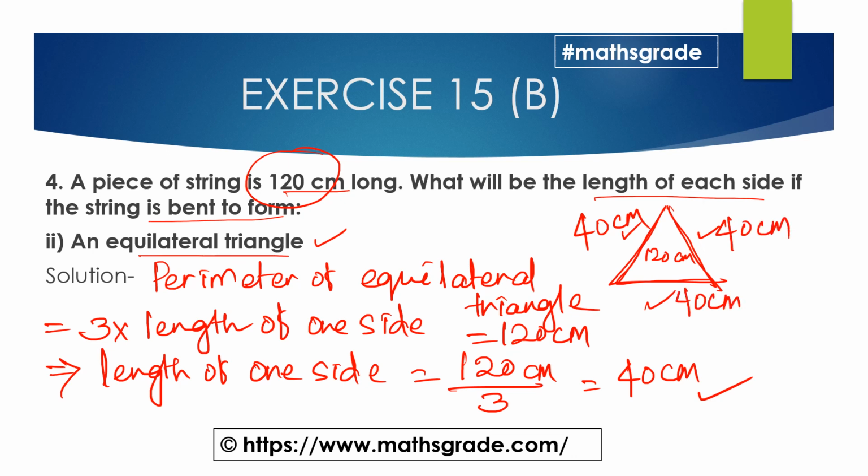Now we'll check whether the answer is correct or not. If we add all these three sides, 40 centimeter, 40 centimeter and 40 centimeter, we get 120 centimeter, which is equal to the perimeter of the equilateral triangle, that is the perimeter of the string. So this answer is correct. So the length of each side of the equilateral triangle is 40 centimeter.